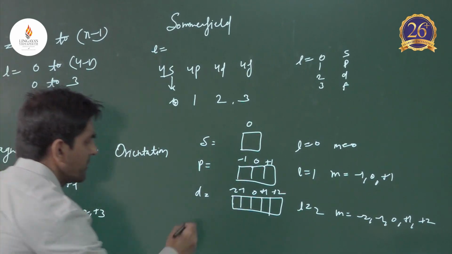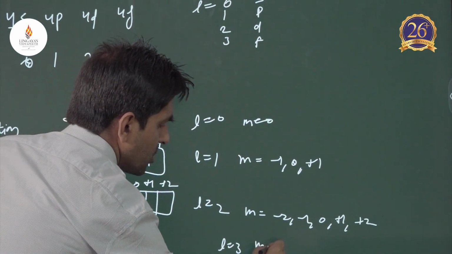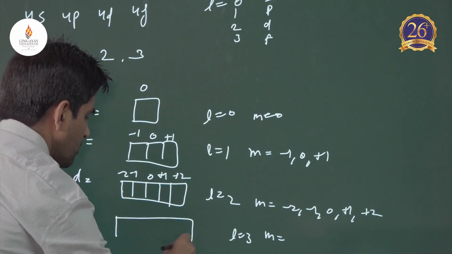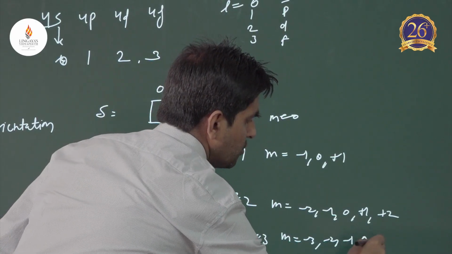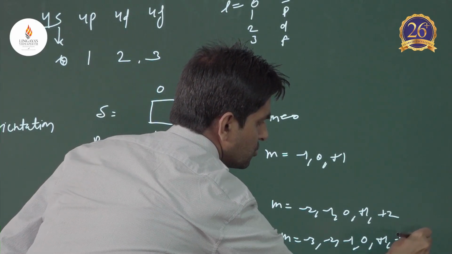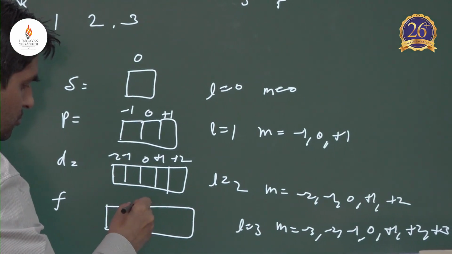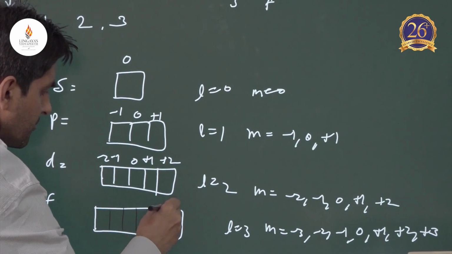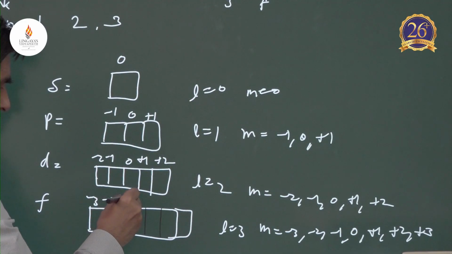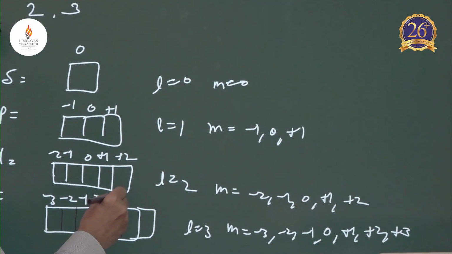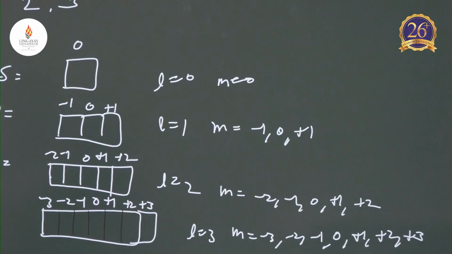Likewise for f orbital, L equal to 3, then M equal to minus 3, minus 2, minus 1, 0, plus 1, plus 2, plus 3. So from here 1, 2, 3, 4, 5, 6 and 7. So this is all about the magnetic quantum number.